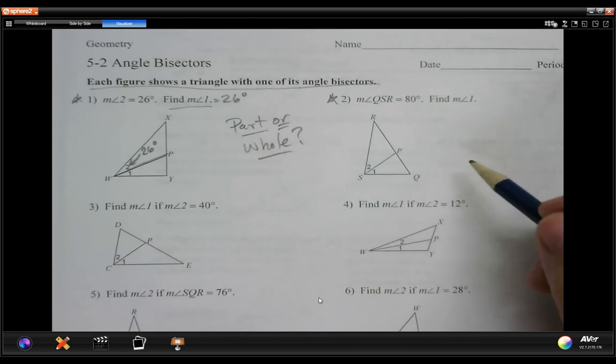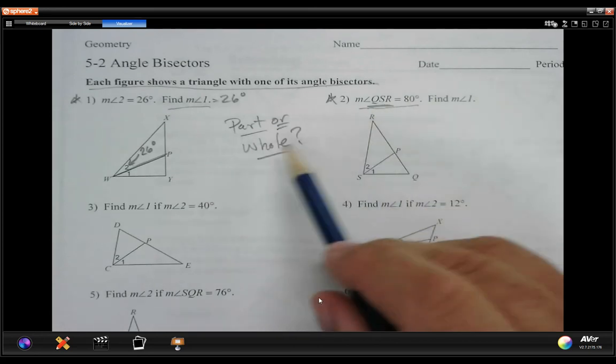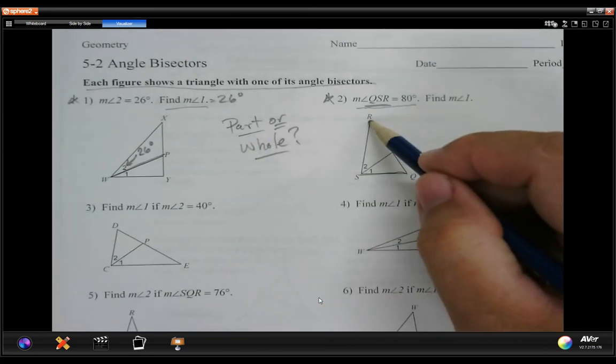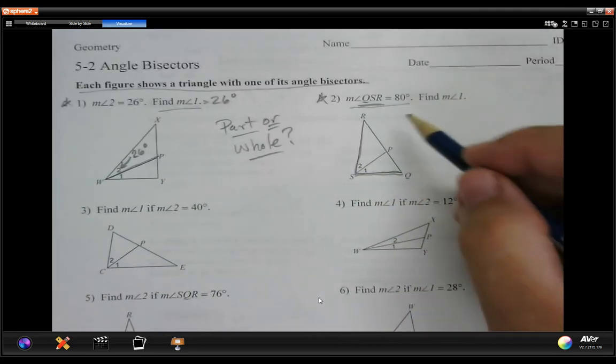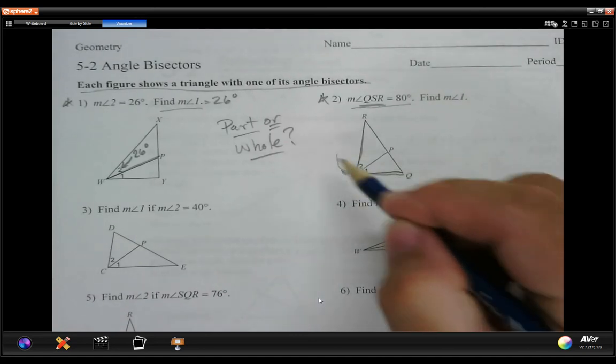Notice it says the measure of QSR is 80. Now let's think about what QSR really is. Is QSR a part or is it a whole? Well, QSR is actually the whole angle. So it's telling me that the whole angle is 80 degrees. In other words, this whole angle is 80.